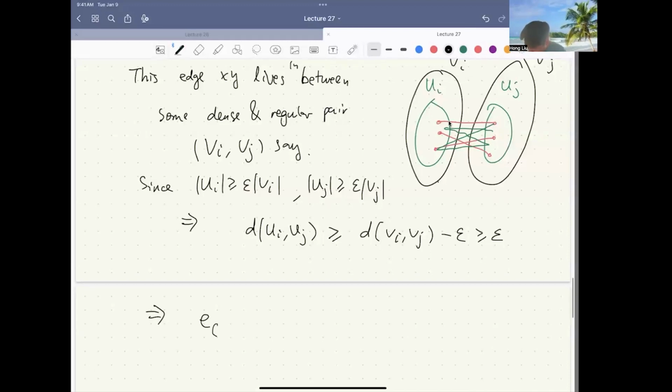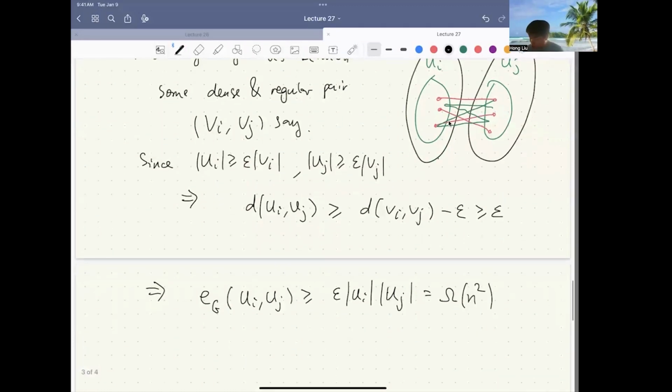This implies that the number of edges in G between Ui Uj is at least epsilon, the density, times the size of Ui Uj. Let me be a little bit brief here. Ui Uj is linear size, so this is n squared. When n is sufficiently large, this is much, much bigger than n, which is bigger than the size of the matching.